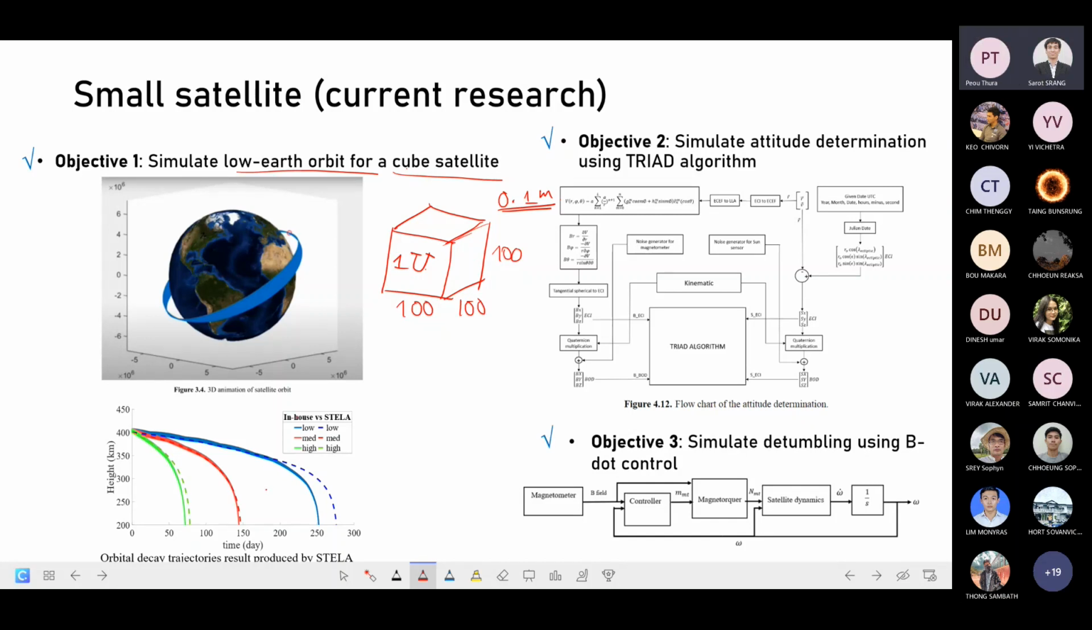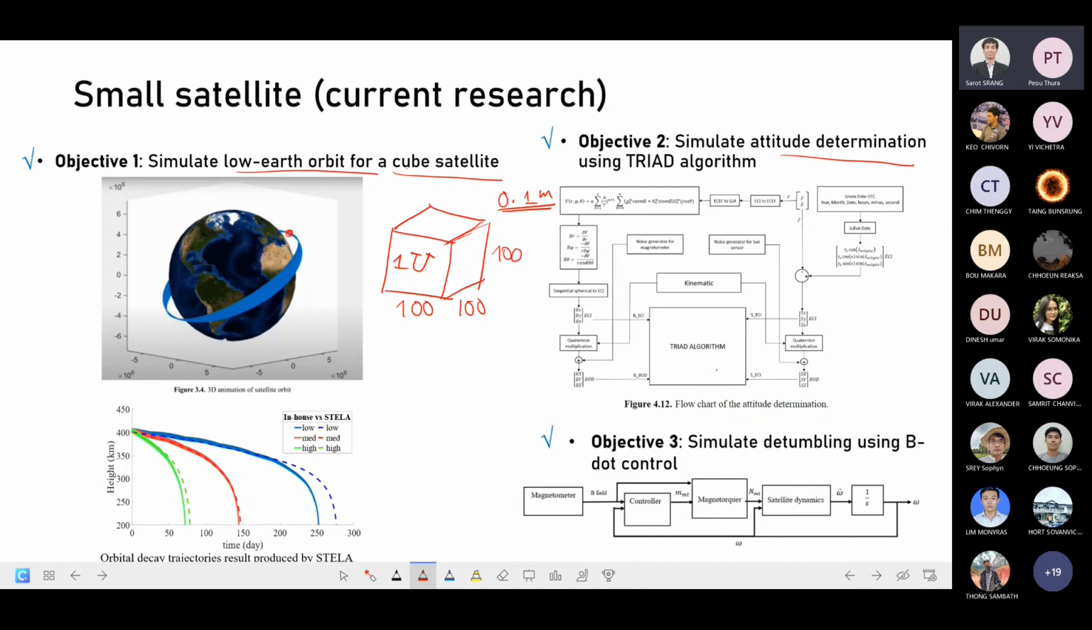So here is just a simulation of low Earth orbit. This represents a CubeSat and it orbits around the Earth. And here are the equations and the flow chart, or block diagram, to simulate the orbit of this satellite. Actually, this one is for attitude determination.